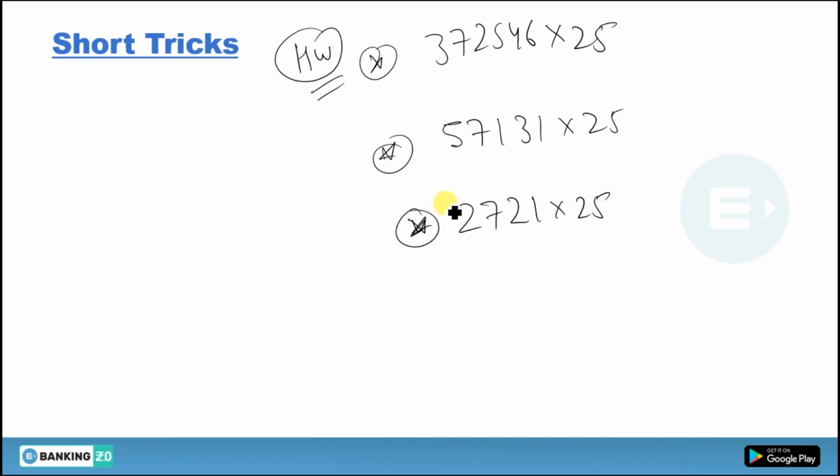What is your next technique? So next is the base method. Actually, if you are taking base 100, how will you solve the question? Suppose you have to multiply 96 into 98. You have to multiply 96 by 98.